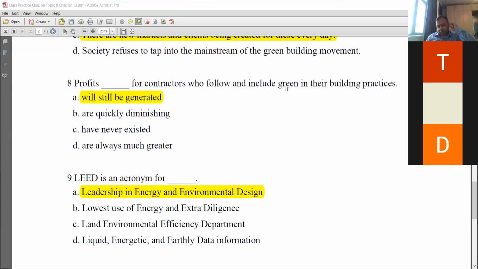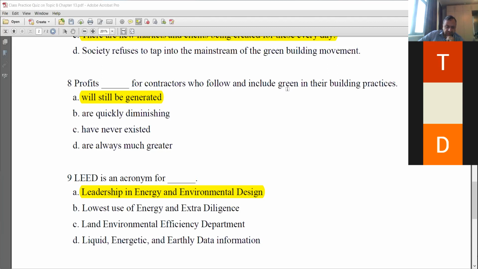For the contractors, for profits for the contractors who follow and include green in their building practices. So, for example, if we talk about the profits for the contractors who operate in developing countries with availability of technologies, maybe something like that. In this case, at the beginning phase, the green technologies are much more expensive. For example, their purchase price is much higher.